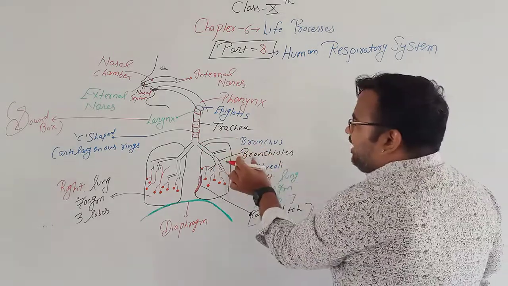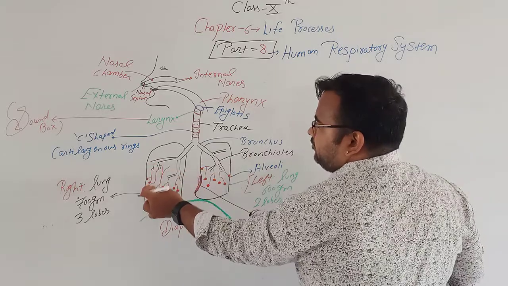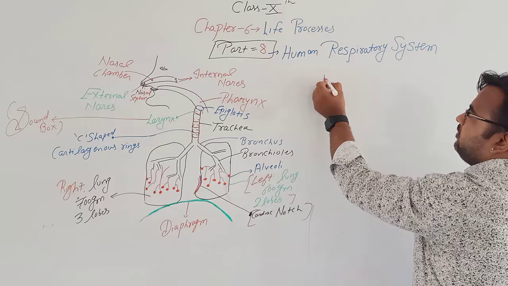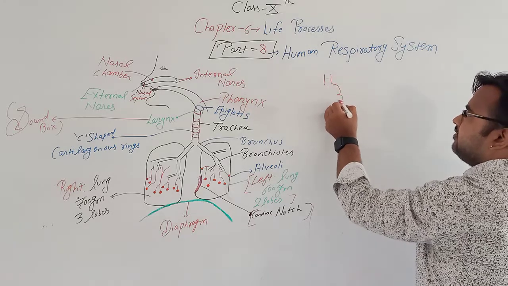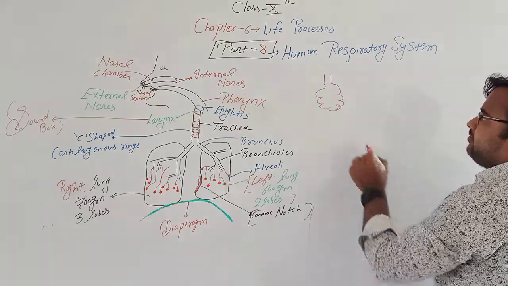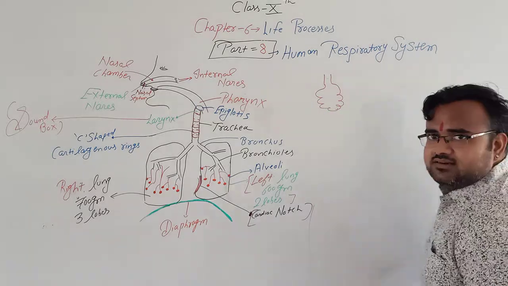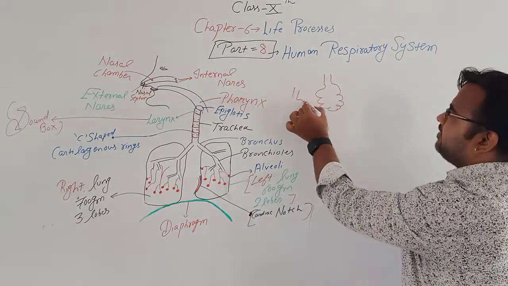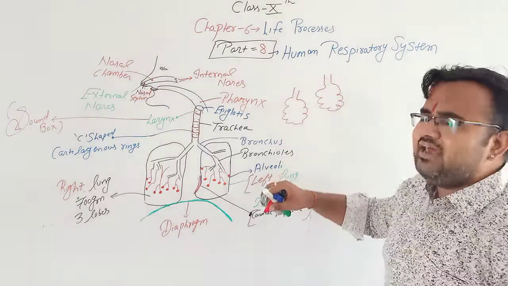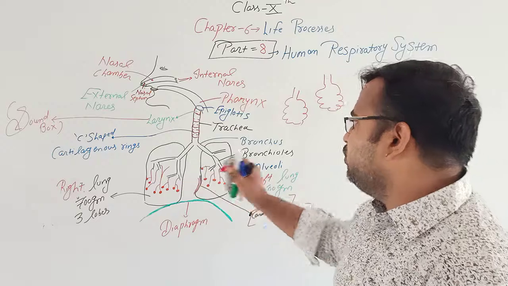The terminal part of the bronchioles will end at the alveoli. Alveoli would be like this. They are balloon-like structures. Many alveoli are present in both lungs.